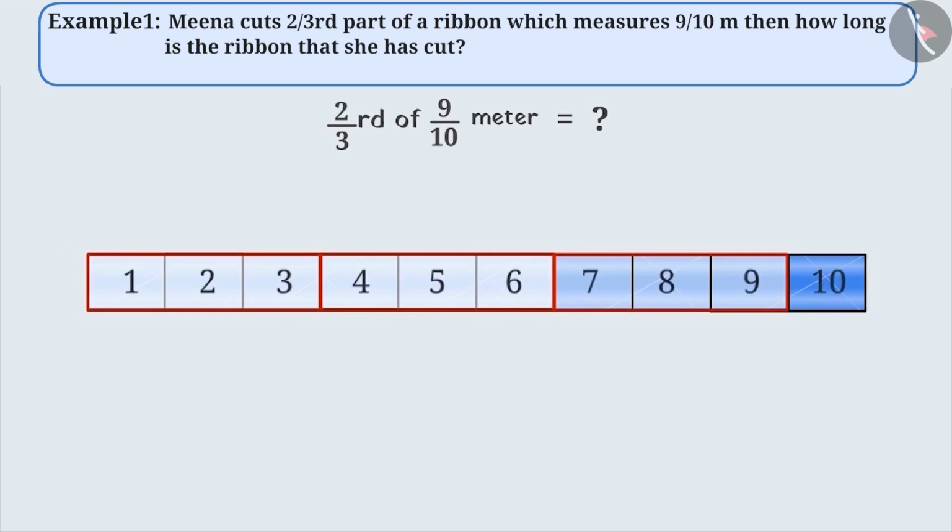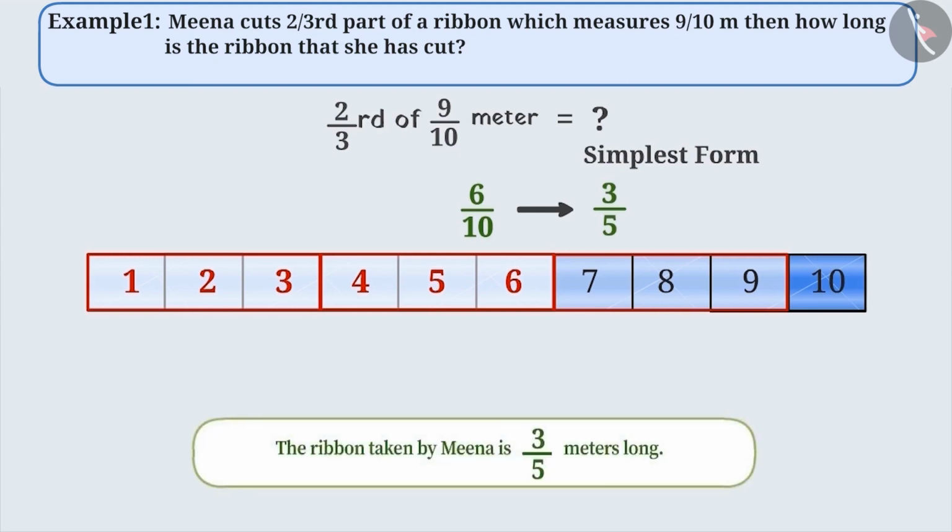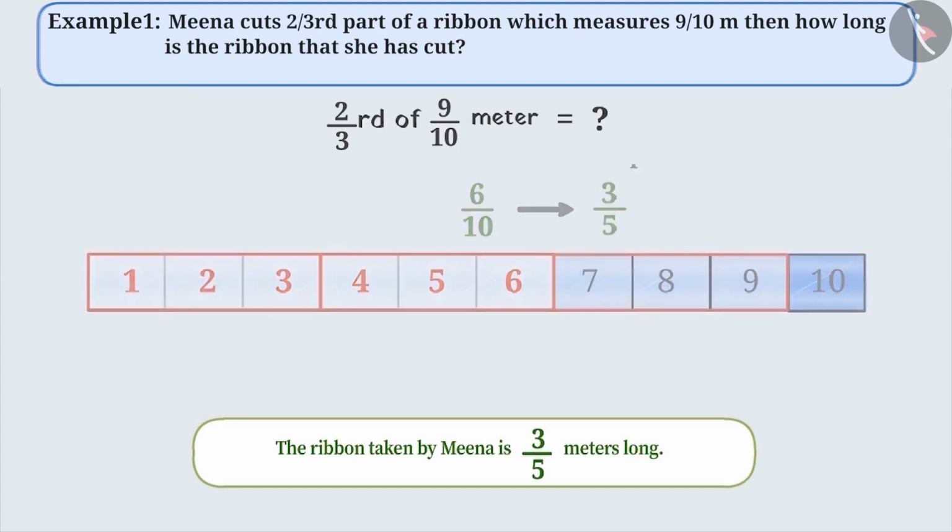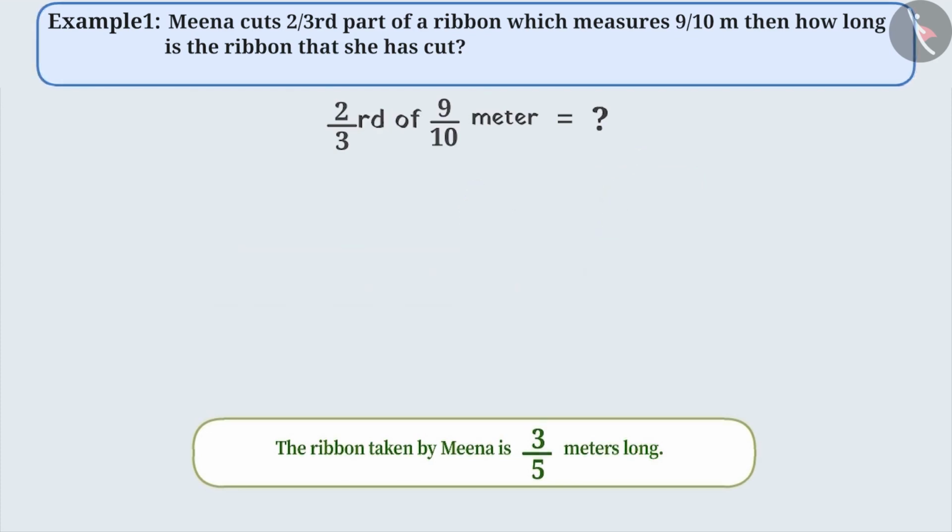As you can see, Meena has taken 6 parts out of the total 10 parts of the meter. Therefore, we can say that the ribbon taken by her is 6/10 meters long. It can be expressed in simpler form such as 3/5 of a meter. In mathematics, we solve this by using multiplication. In this example, to get 2/3 of 9/10, we will multiply 2/3 by 9/10.